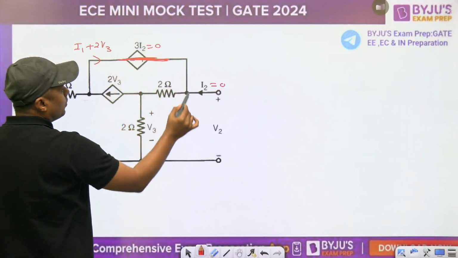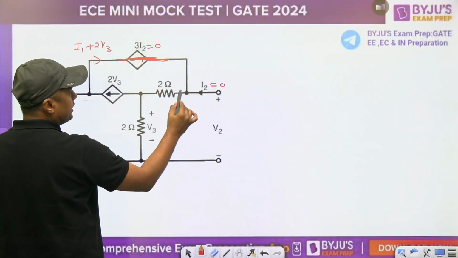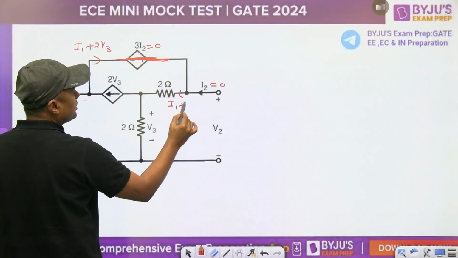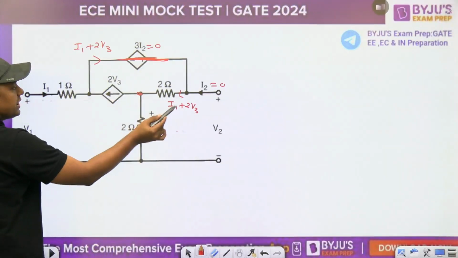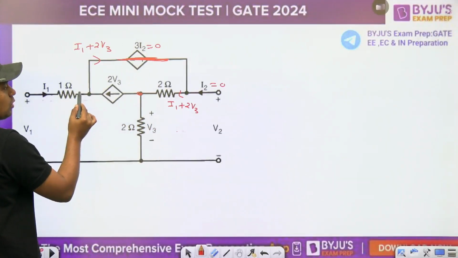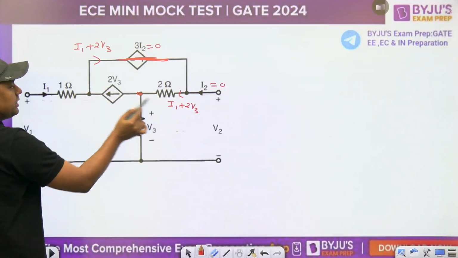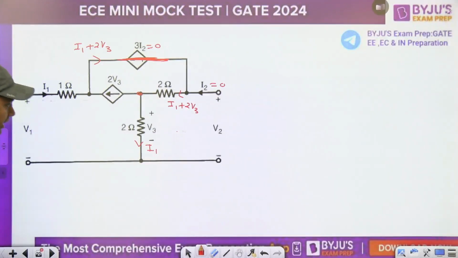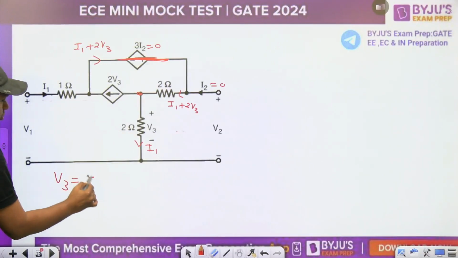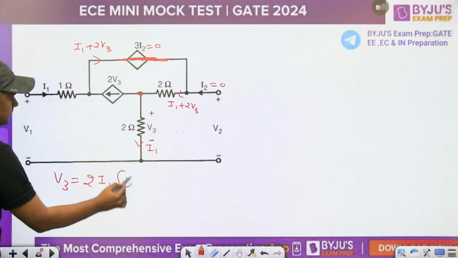The same current will flow because I2 is 0. There is no current. What is the current here? I1 plus 2V3. Now, at this node, what is the incoming current? I1 plus 2V3. What is the outgoing? 2V3. So, I1 plus 2V3 minus 2V3. What is the current here? I1 only. Now, directly you will get the relation between V3 and I1. So V3 is equal to 2 times I1. This is the first equation.